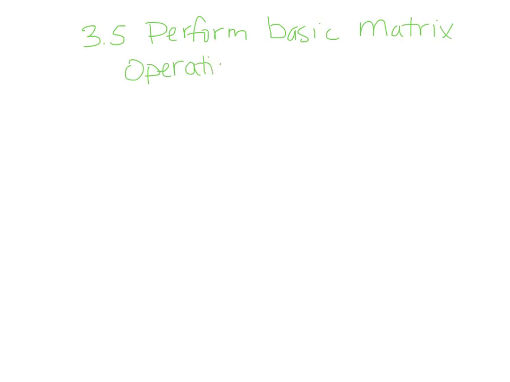Today we're going to look at 3.5. We're going to perform basic matrix operations. Sometimes this appears on the ACT test. We're going to make sure that you understand how to get these right because it's not really that hard. So this will give you a few extra points on the ACT test.